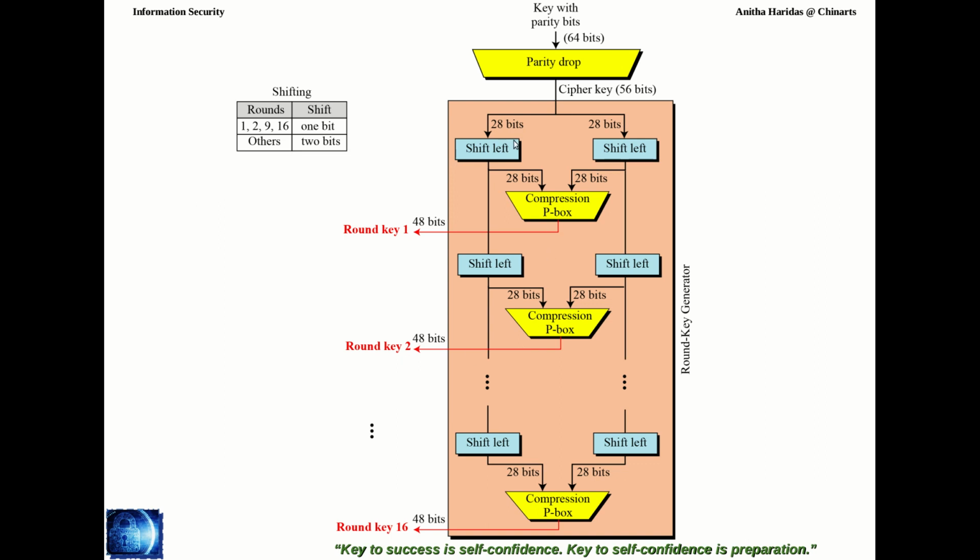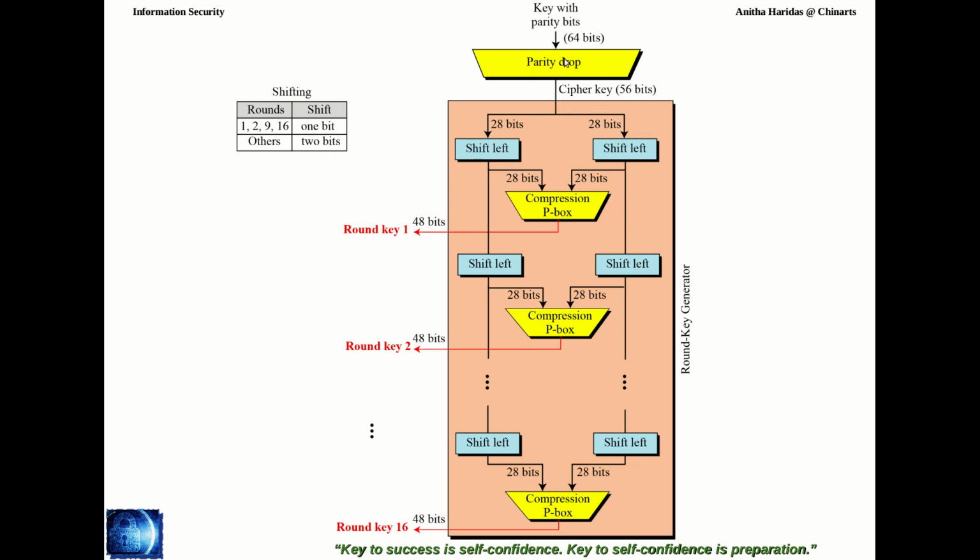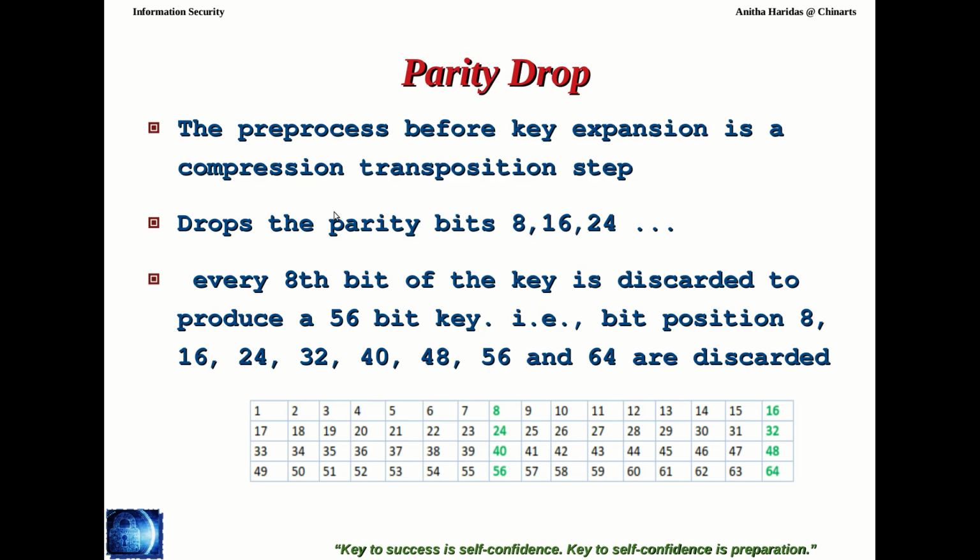So let us see each of these components in detail. First one is the parity drop component, the parity dropper here, right? That receives 64 bits, produces 56 bits. How is it being done? The pre-process before the key expansion is a key compression transposition step.